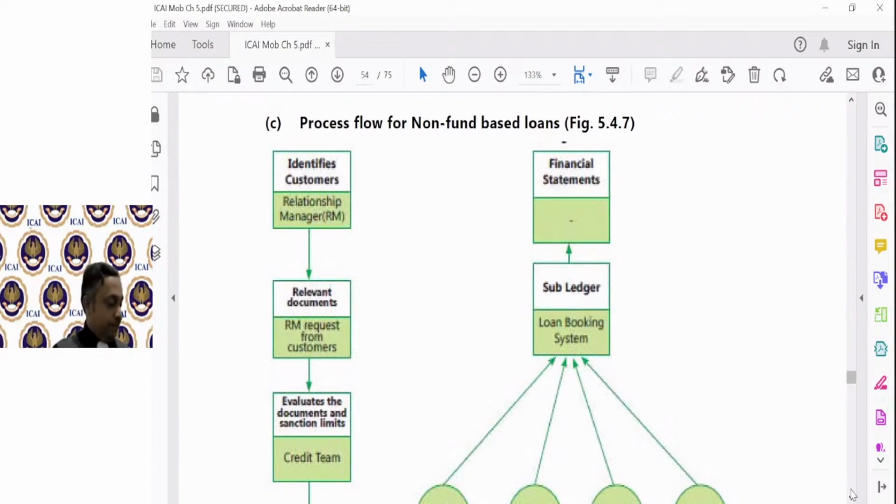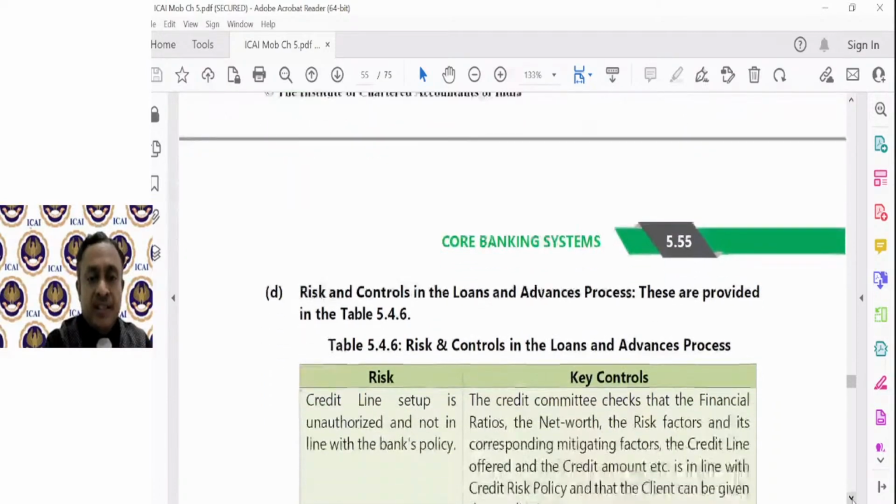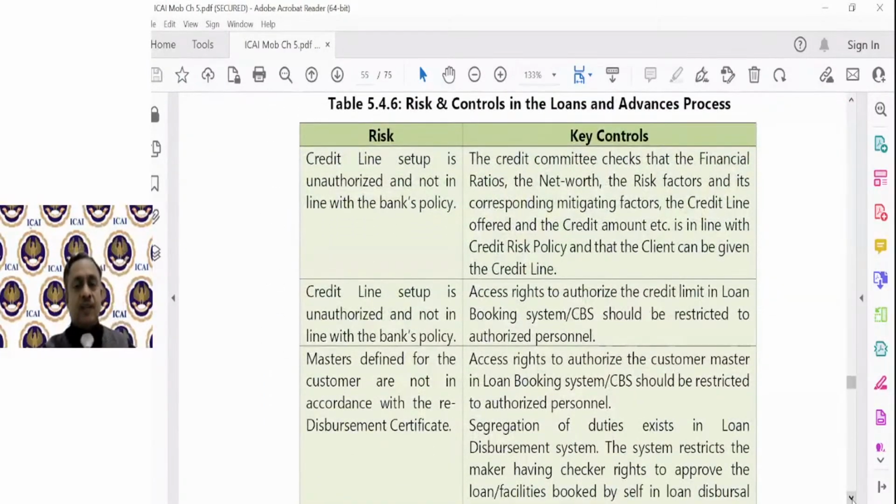One for fund-based and another for non-fund-based. Now coming to the risk and control. So previous was the income chart. Some discussion we have already done. The credit line setup is unauthorized and not in line with bank's policy. So let us read the control, then we'll have a discussion.